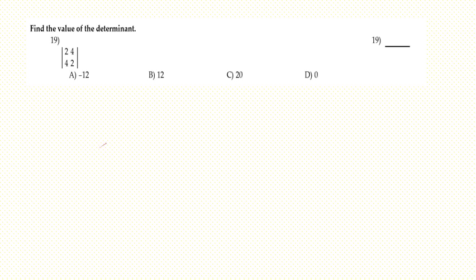Regarding question number 19, it is asking for the determinant, and the determinant here is very easy because I have 2 by 2 matrices. All I have to do in this case is multiply 2 by 2 and subtract the answer from 4 by 4. So 2 by 2 is 4 minus 16, so it's negative 12. So the right answer is A.